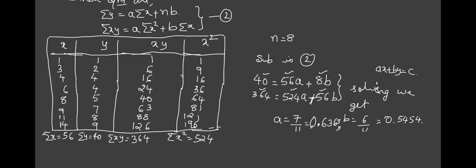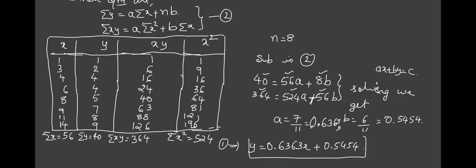After getting these values, just substitute in equation 1. So what will I get? y equal to ax plus b. So my a is 0.6363, my b is 0.5454. Isn't it? Never have you used such a straight line. But this is called the straight line of which fit? Best fit. This is how the example should be solved.